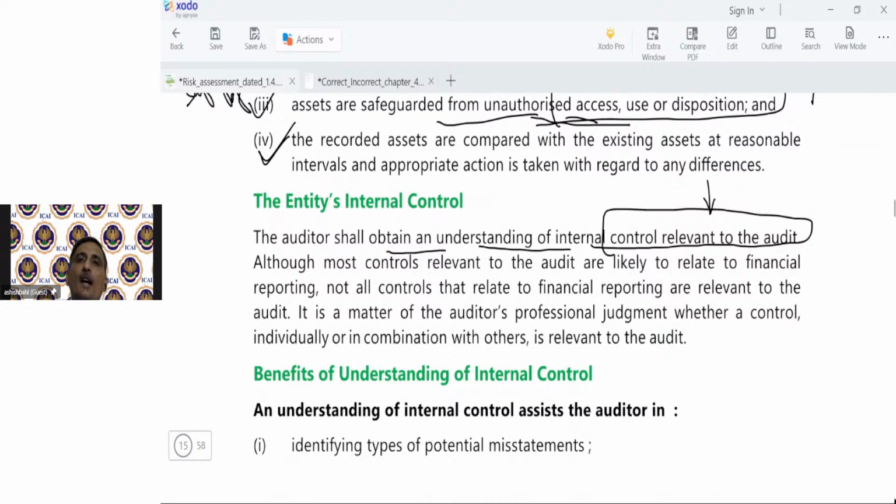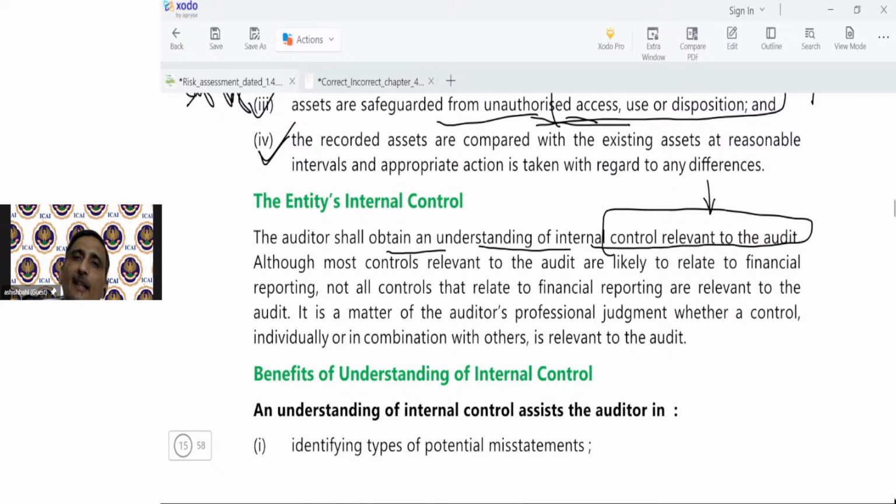So guys, you can understand that in a large company, or even in small companies, there may be controls which are not relevant for a financial audit. We are talking only about the controls which are relevant to the audit. So the auditor has to judge whether that control is relevant to him or not.